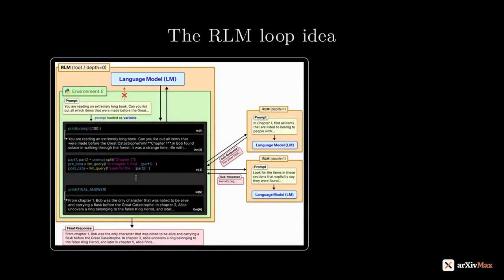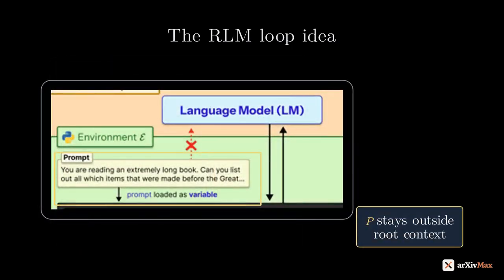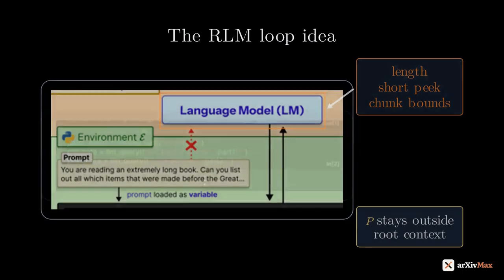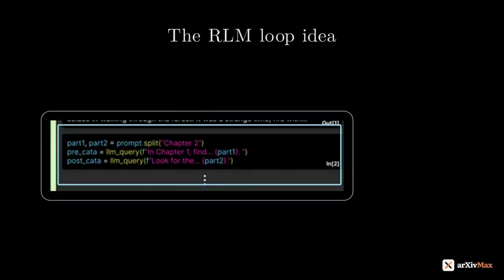The core idea is simple to state. Given a prompt P much longer than the context window, do not place P in the context. Instead, load P into a persistent Python REPL as a variable, often called context. The root model, the main model driving the scaffold, receives only small metadata: the prompt's length, a short peek, and chunk boundaries. It writes Python code that inspects, slices, and transforms context.